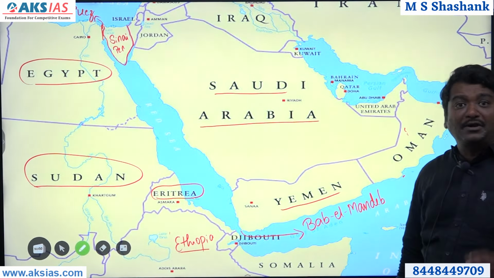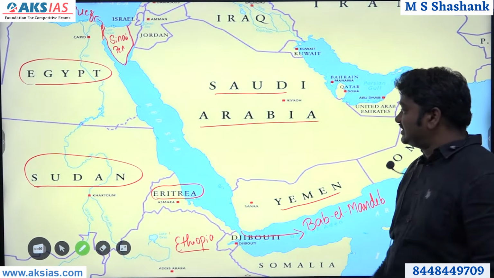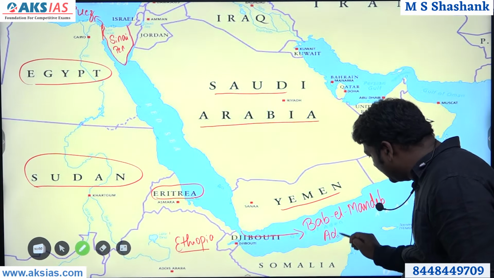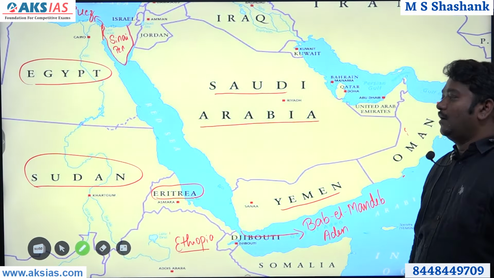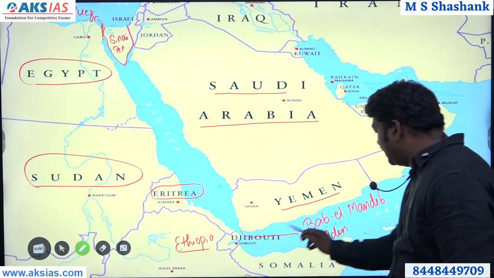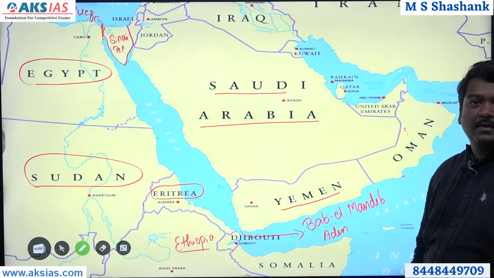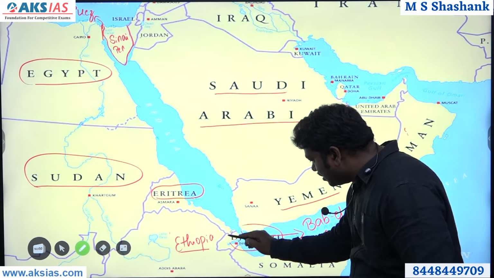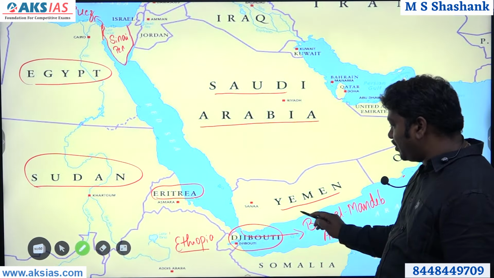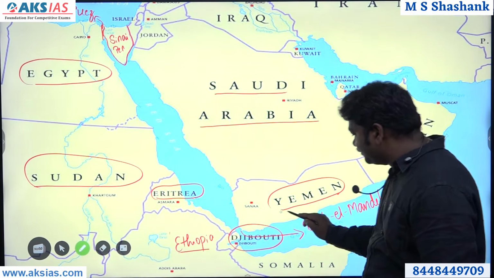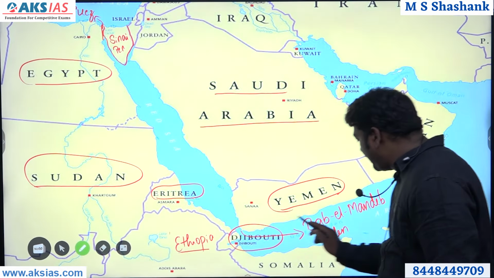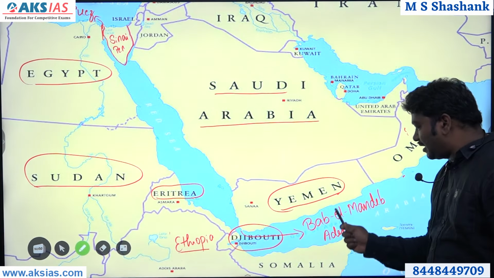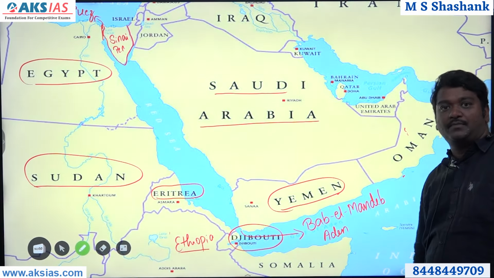Fine, Bab el-Mandab. It connects the Red Sea with the Gulf of Aden. I'll write here Gulf of Aden. Which one? Bab el-Mandab Strait. And then please see Djibouti and Yemen. These two are important. Djibouti and Yemen are separated by Bab el-Mandab. This is another point: Djibouti and Yemen are also separated by Bab el-Mandab.